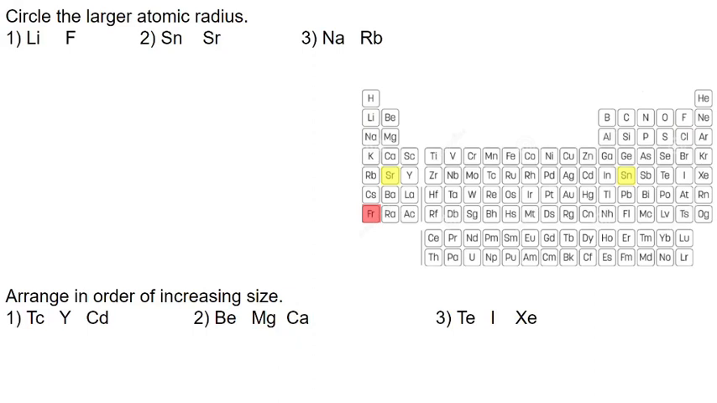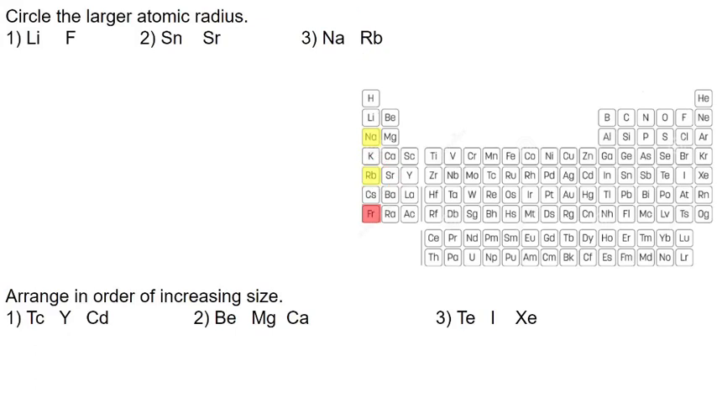With these next two, Sr or Sn, well, Sr is also way closer to francium, so it has the larger atomic radius. Sodium and rubidium are in the same column, so we could just focus on that vertical trend, but francium helps us with that too. Rubidium is definitely farther down, closer to francium, so it has the larger atomic radius.